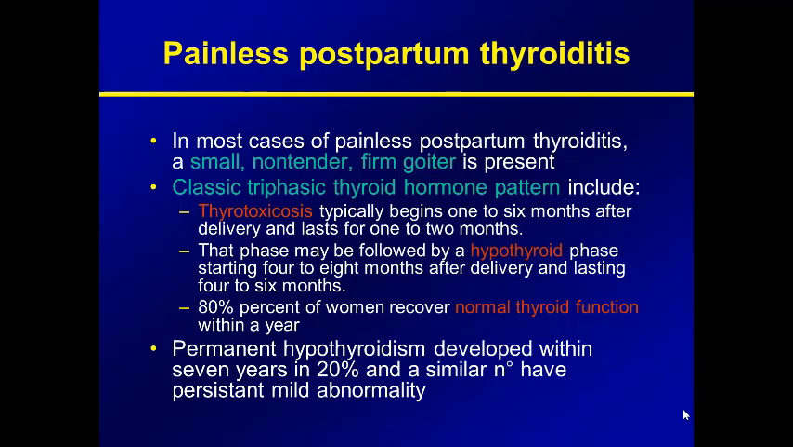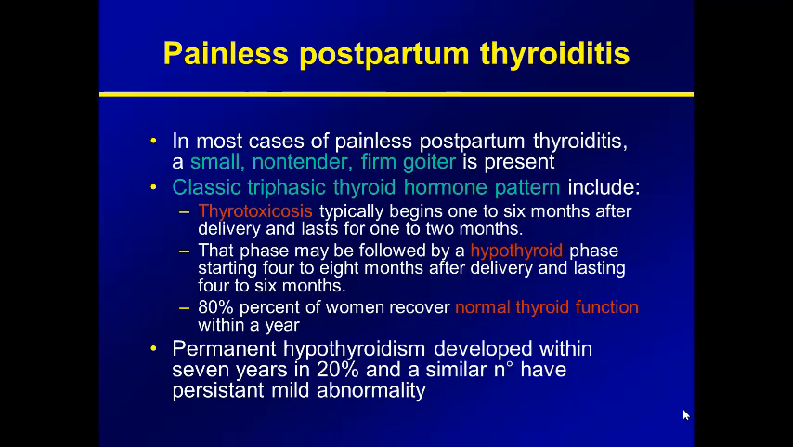Don't forget the triphasic thyroid hormone pattern. It includes thyrotoxicosis, typically beginning 1 to 6 months after delivery and lasting for 1 to 2 months. The second phase is a hypothyroid phase, starting 4 to 8 months after delivery and lasting for 6 months.